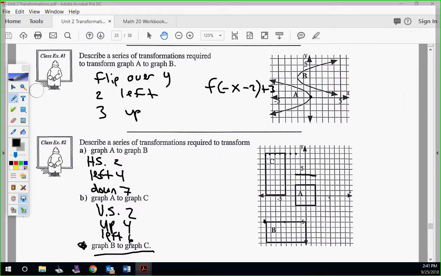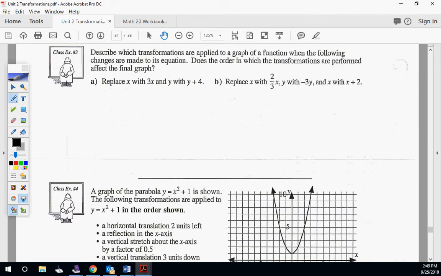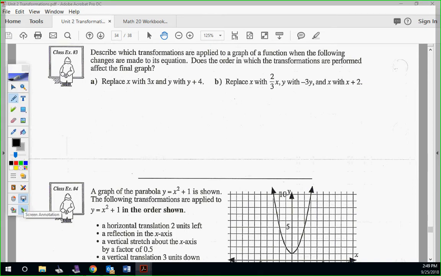Perfect. All right, let's finish this out. Then you can do quiz corrections and work on this assignment. Let's go ahead and go. I'll play with this one some more after the notes. All right, describe which transformations are applied to the graph given the following changes made to its equation. Does the order of the transformations performed affect the graph? We're going to do both ways, switch them, and see if it matters.